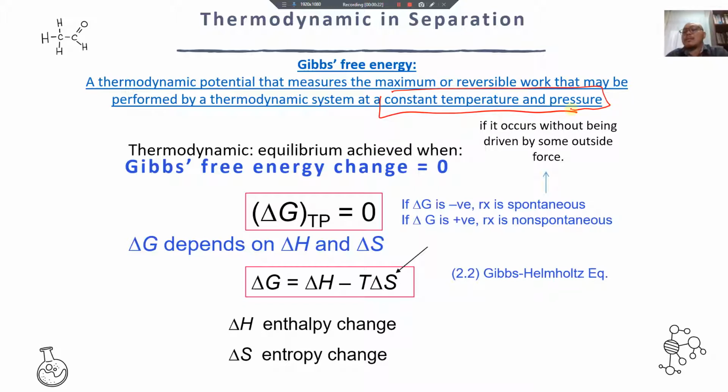Agak-agak sistem apa yang sebenarnya separation ni yang dekat constant temperature and pressure? Maksudnya kita tak tambah temperature, kita tak tambah pressure in that particular separation system. Okay, alright. Contoh yang saya boleh bagi adalah liquid extraction. Kita tak apply temperature and kita tak apply pressure, but it doesn't mean that bila kita tak apply temperature and pressure there is no new formation of temperature, there is no new formation of pressure.